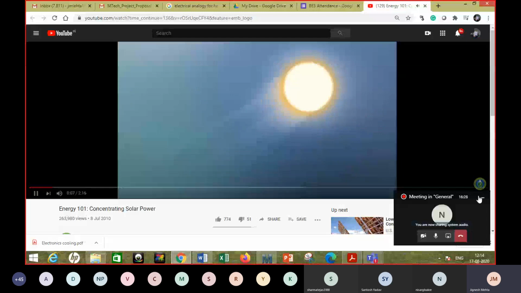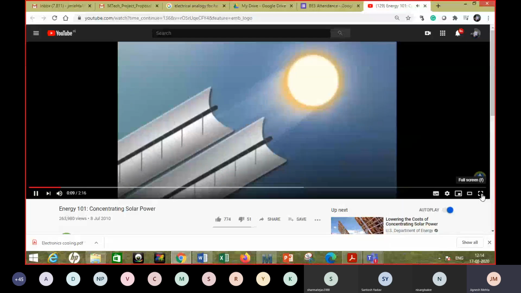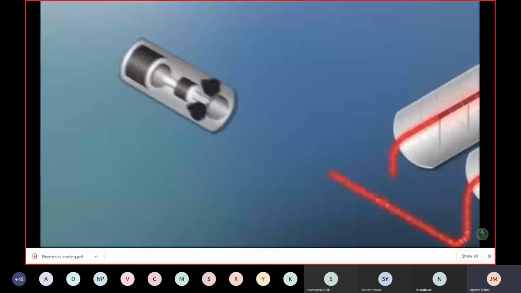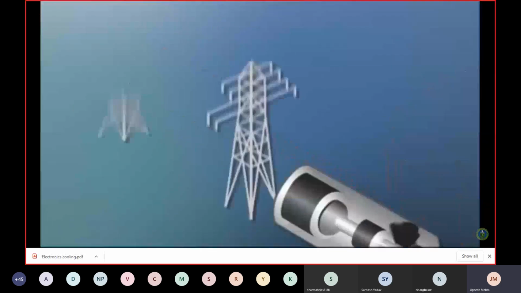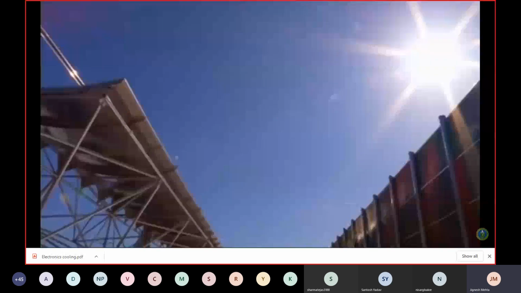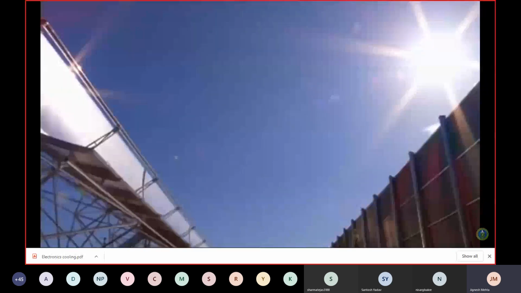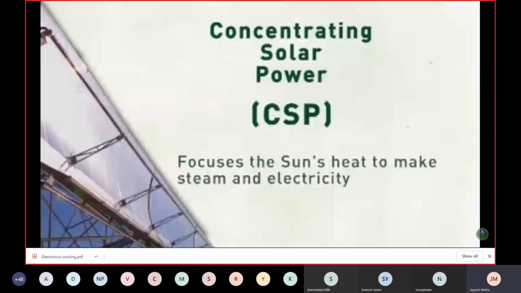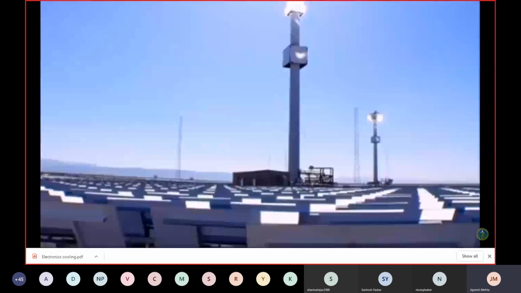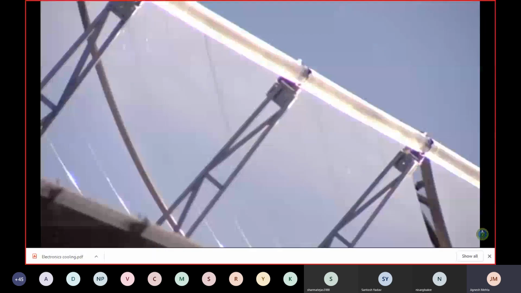Take the natural heat from the sun, reflect it against a mirror, focus all of that heat on one area, send it through a power system, and you've got a renewable way of making electricity. It's called concentrating solar power, or CSP. Now, there are many types of CSP technologies: towers, dishes, linear mirrors, and troughs.